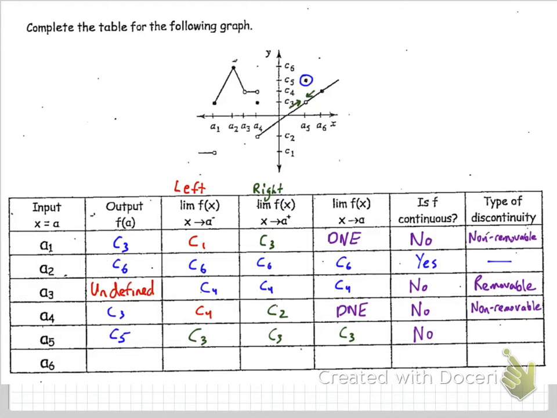However, this means it's a removable discontinuity because if we simply redefine that point and put it down there at C3, then we would have a continuous function. So it's a hole there, and that's a removable discontinuity. Lastly, we notice that this output and the limit from the left and the right are all the same, so the limit exists, they're all C4, and that means it is continuous.